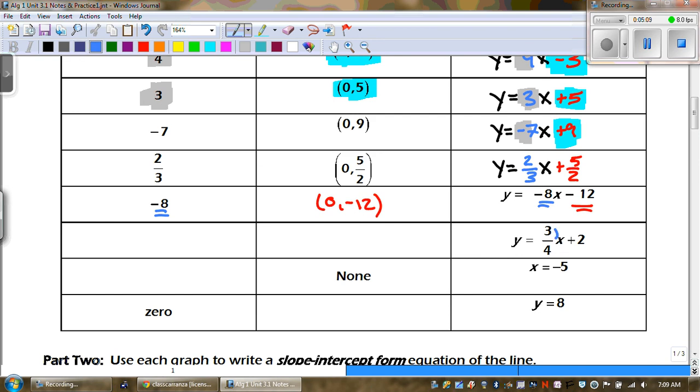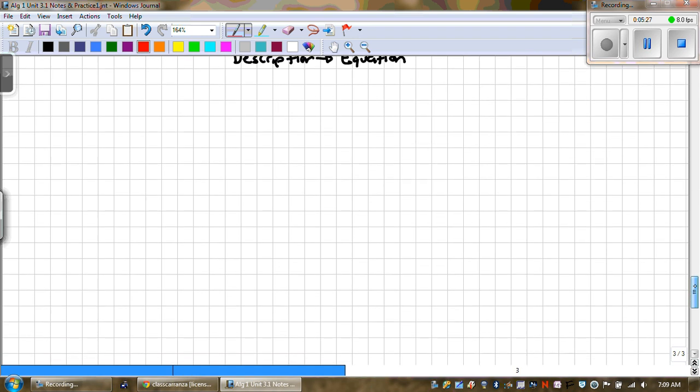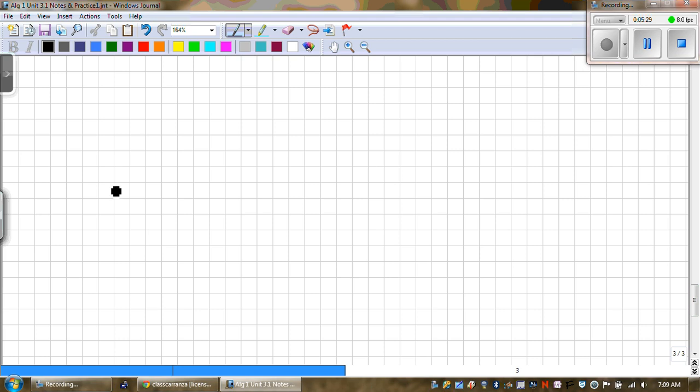Our slope is always connected to the x, and our y-intercept is in the back. So now we've got two special cases. All right, so let's draw these real quick.